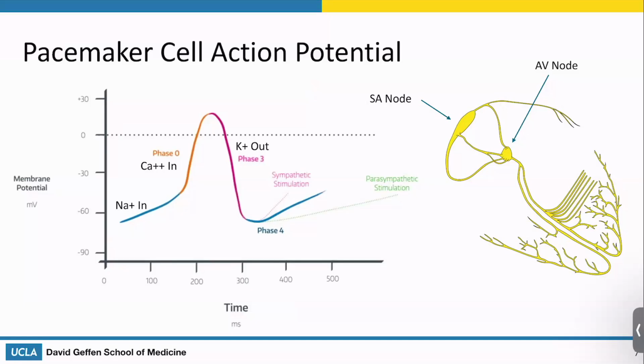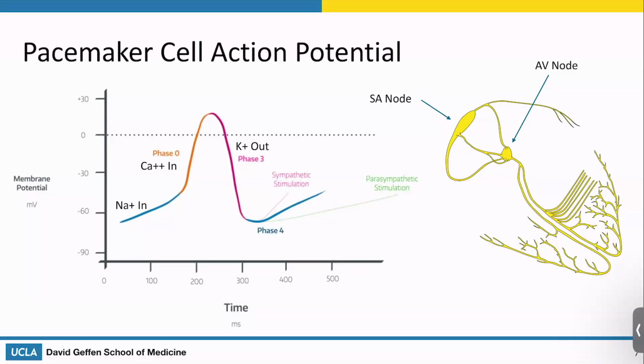As you can see, we talked about the nodal cells having that resting membrane potential around negative 60 millivolts. As that sodium starts to come in, it hits a threshold potential, and that stimulates those calcium channels to open. Calcium rushes in, and we get that electrical conduction that stimulates the next cell, the next cell, the next cell, the next cell. And then hopefully that creates the contraction.